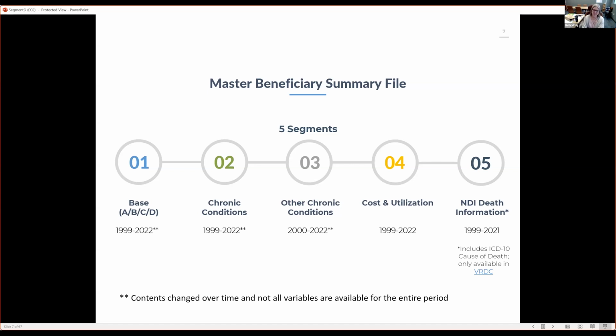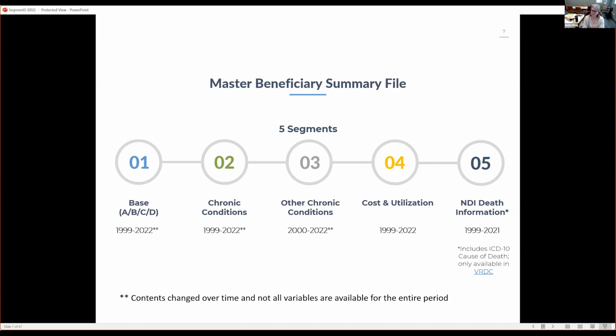And then there's another field called other chronic conditions, because there were so many more conditions that had a claims-calculable phenotype that, rather than making segment 2 really huge, we added a third segment. There's a field called cost and utilization, which contains summary information about use. Segments 2, 3, and 4 are all from the fee-for-service data, or the original Medicare data only. So if somebody is in Medicare Advantage, their information will not be in these 3 segments.